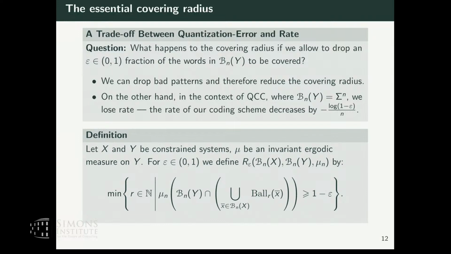So again, with the definition, we have two constraint spaces, x and y. And now we need mu to be some invariant ergodic measure on y, and this constant epsilon. Once again, we're looking at the union of balls of radius r around the codewords of x. We're trying to cover all of y, so we're looking at the intersection. How much of y are we covering? And instead of just counting, we take the measure. Now, this is way more general than we actually need, but we get it for free.